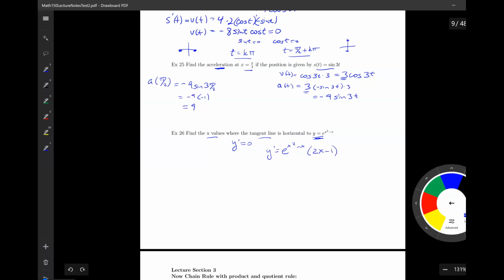All right, so I'm trying to find out when this equals 0. So I have two quantities to equal 0. This never equals 0. So I get x is 1/2. So this is the 1 x value where the tangent line is horizontal.